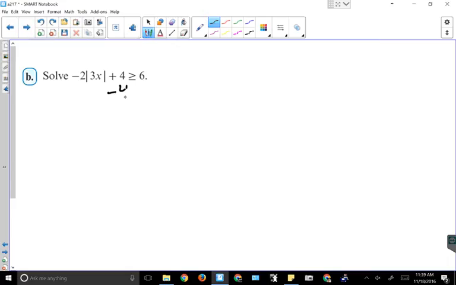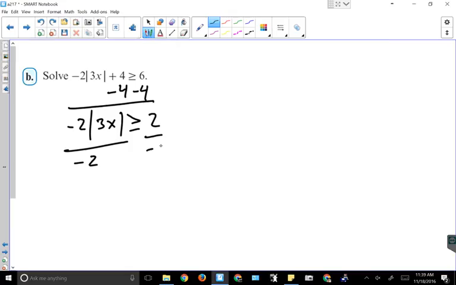So I'm going to subtract 4, so I get negative 2 times the absolute value of 3x is greater than or equal to 2. Now I have to divide by negative 2 on both sides, so I get the absolute value of 3x on this side less than or equal to negative 1, because remember, when you multiply or divide an inequality by a negative, flip it around. In order for the system to work, we need to have absolute value on one side and a number on the other. So now we're going to set this up again.